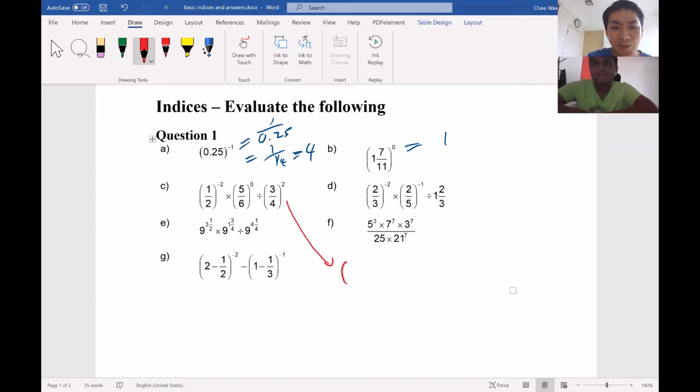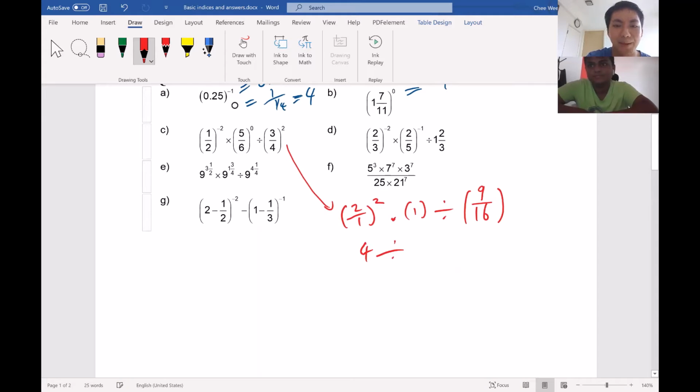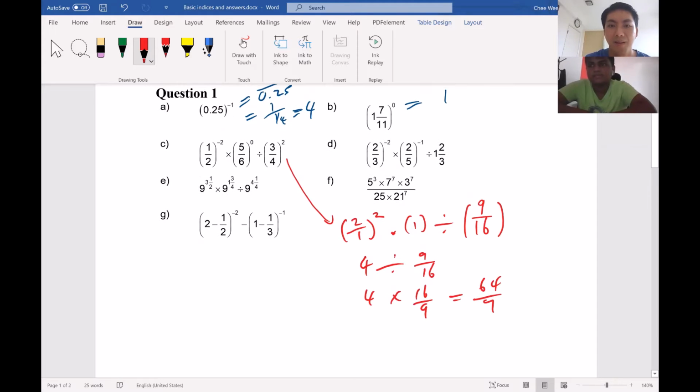So it becomes 2 to the power of 1 over 2, times 1, and divided by 9 over 16. So this will give you 4 divided by 9 over 16, which is equal to 4 times 16 over 9. And then you can just simplify from there. Get it? Okay, so that's for this one.